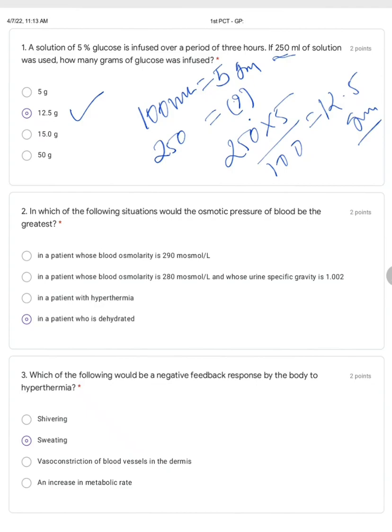The next question is about the osmotic pressure. The osmotic pressure is based on the number of the osmotically active agent. So in case of the dehydration, the number of the osmotically active agent is the highest among all the options. So answer is D.